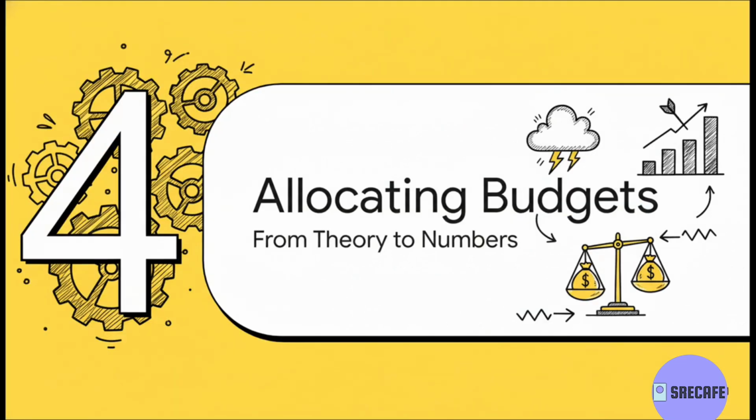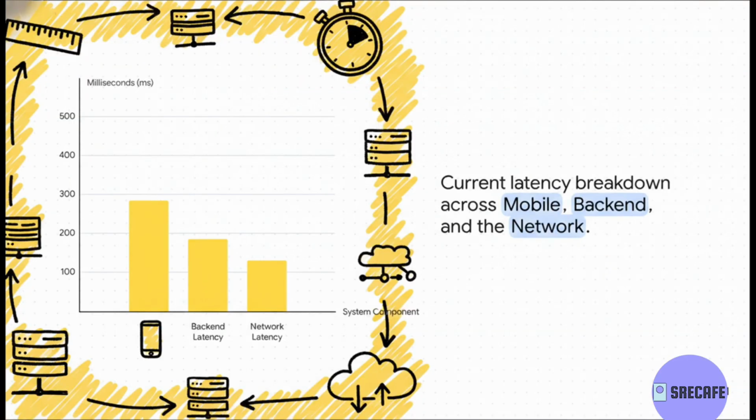Okay, so we've all agreed it's a shared problem. Now what? The next step is to get out of the theory and put some real numbers on it. How do we take a performance budget and fairly split it up between these two teams? First things first, you gotta measure. You can't fix what you can't see.